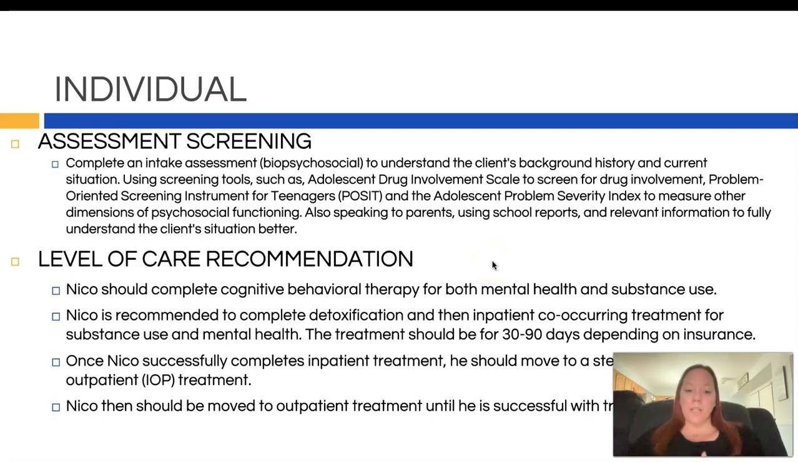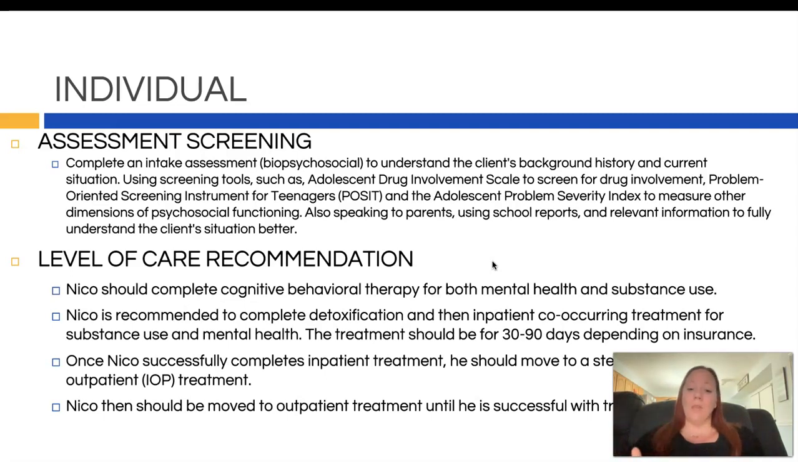The level of care recommendation based off of Nico's situation: he should complete cognitive behavioral therapy for both mental health and substance use. He needs dual diagnosis. He really needs an integrated co-occurring treatment. So he does need to complete detox first, and then go to an inpatient for co-occurring treatment for substance use and mental health using cognitive behavioral therapy. The treatment should be about 30 to 90 days, depending on insurance. Insurance doesn't always cover those 30 to 90 days.